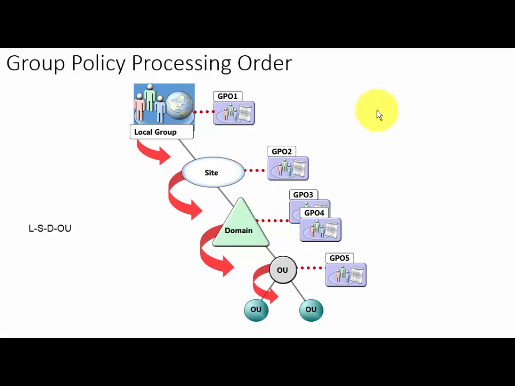Any questions on this diagram? Can you repeat that? If you apply a group policy at the site, its effect goes down to the bottom. If you apply at the domain, still it goes down. That's called GPO inheritance, it goes down. So the processing happens in this order.